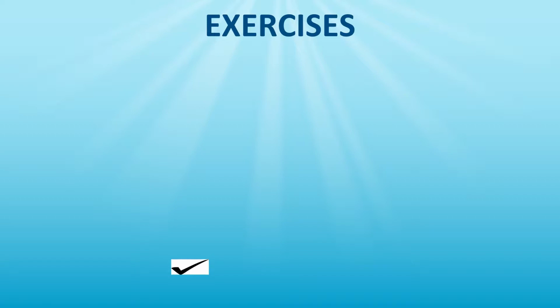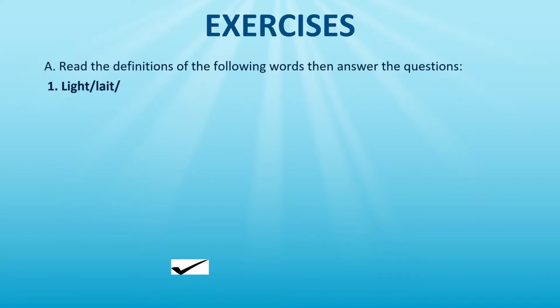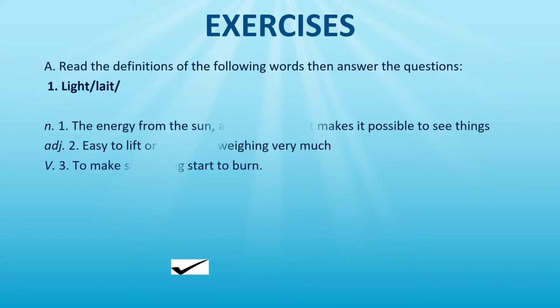Okay, so in our exercise part, you can see: read the definitions of the following words, then answer the questions. The first word we have is light, in which we have the pronunciation part also, like we had in our dictionary part. Light. Let us see what it says.